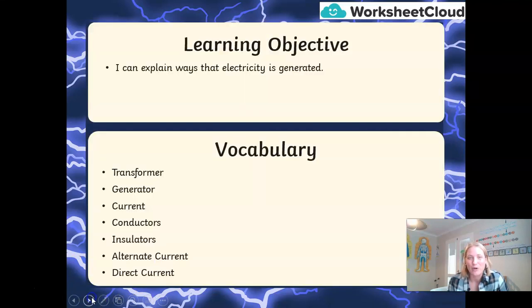So, what are we doing today? We are going to learn about how electricity is generated. How do we make electricity? And some vocabulary that I'm going to introduce you to are transformer, generator, current, conductors and insulators. Now you hopefully should remember that from our work on material and matter. Alternate current and direct current.